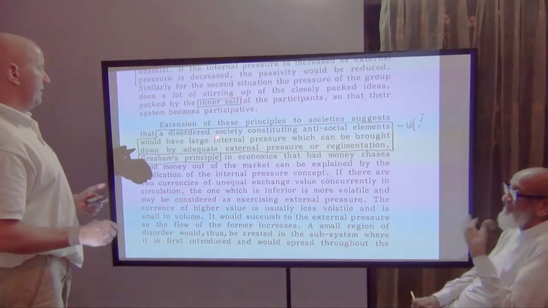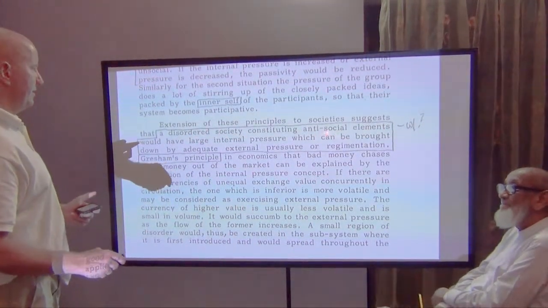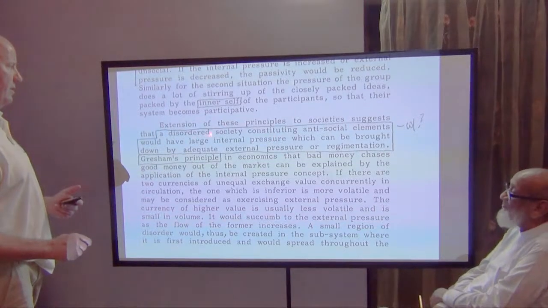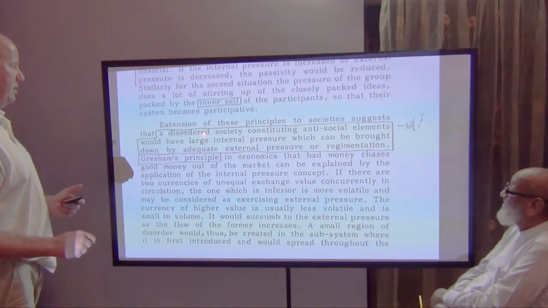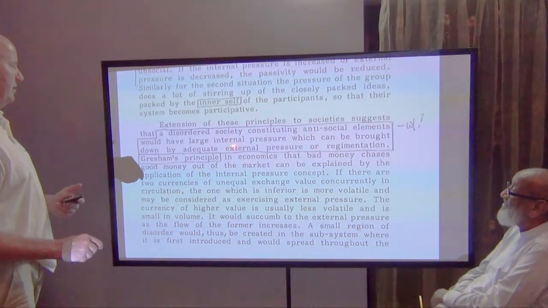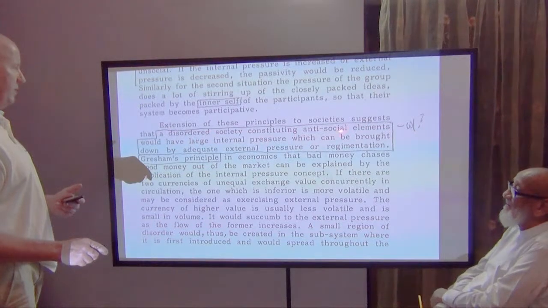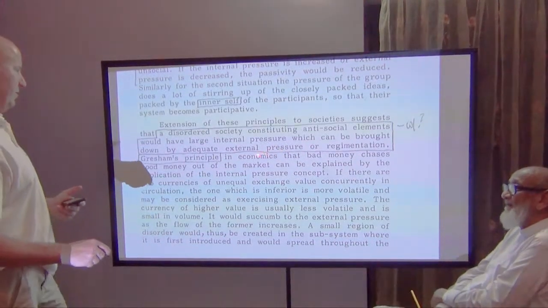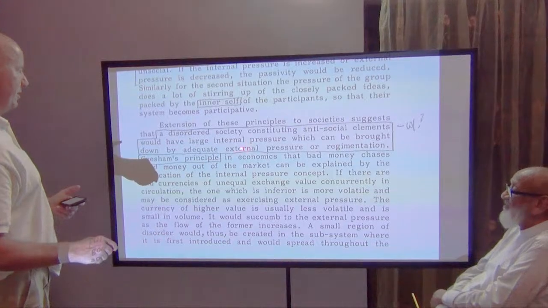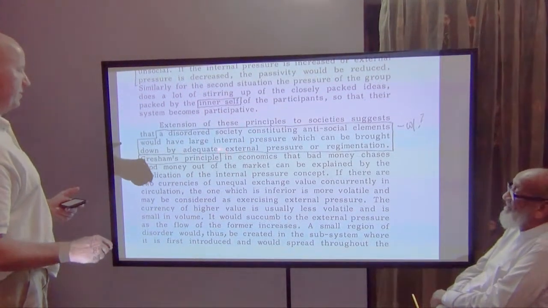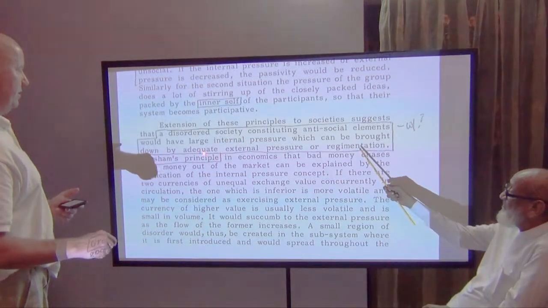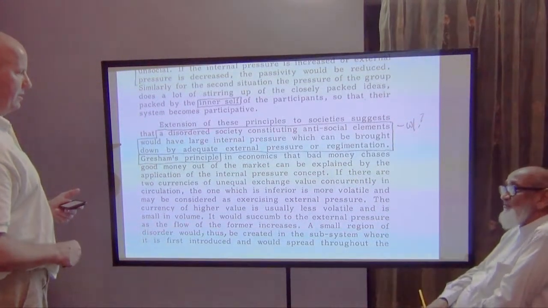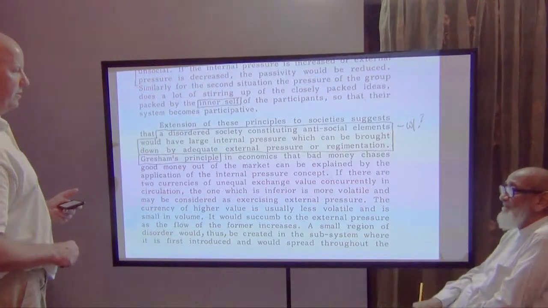So say a disordered society constituting antisocial elements, for example terrorists, would have a large internal pressure. Is that correct? A disordered society full of terrorists has large internal pressure, which can be brought down by adequate external pressure or regimentation. Can you explain this? You say you can bring down the internal pressure by adequate external pressure? If you have external pressure, that means put a police force there. A police force? Policeman?